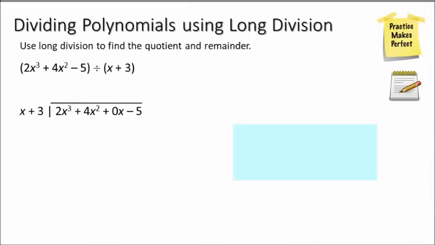Okay, right now what I'm going to start out doing is using long division to find the quotient and the remainder. And I bet you guys love doing long division. I know it's everybody's favorite in math. Right, so let's go ahead and get this divided. We're going to take 2x cubed plus 4x squared plus 0x minus 5, and we're going to divide it by x plus 3.